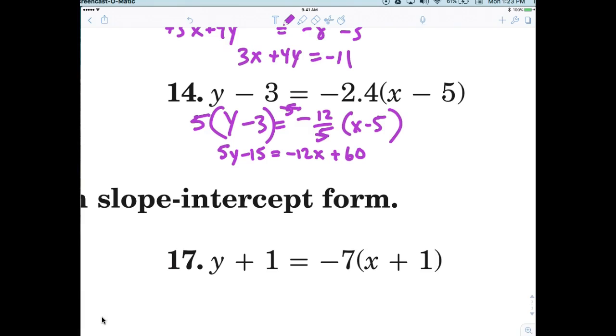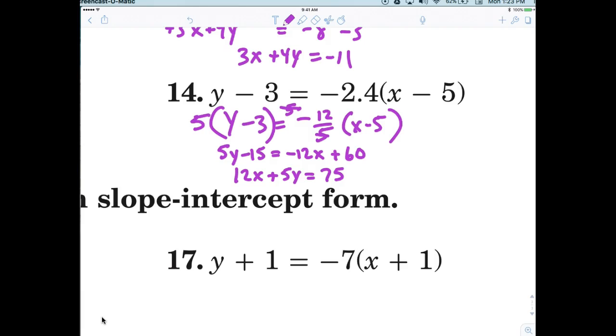Move the x over, move the negative 15 over. So now we're getting better at it. We can say 12x plus 5y equals 75. Are we happy with that? Yes, sir. What's the matter? Of course it does, because the great mathematicians of the past said they want the x first and the y second. Does it really matter? No. x plus y is the same as y plus x. But I'm not going to argue with all the old greats.